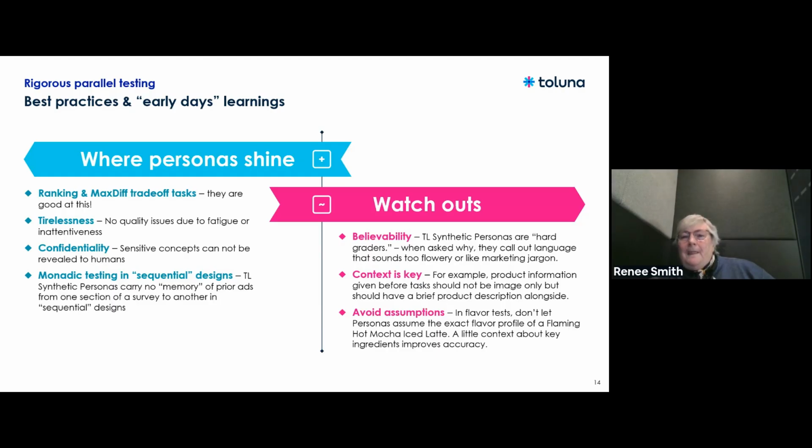What are some watch outs? We do know on believability, if believability is a trade-off dimension for max diff, Toluna synthetic personas are very hard graders. So those results don't always line up with the human results. When we provide open ends and ask them why they ranked it in that way, we often see references to the language sounding too flowery, or sounding like marketing jargon. So they seem to more harshly grade things that sound too much like marketing, and they grade them harshly in a max diff. What they are better at, though, is if you use believability as ranking and ask them to rank the top 5 that are most believable. That works fine.